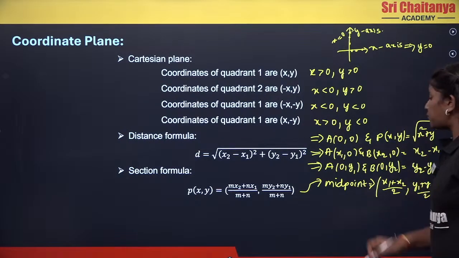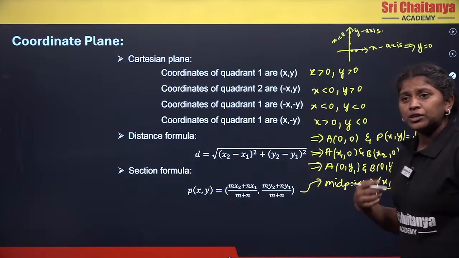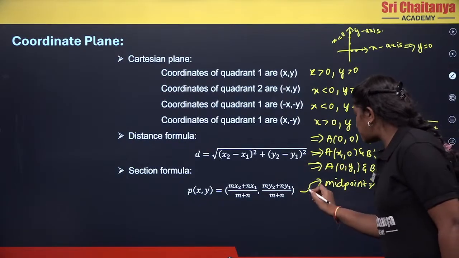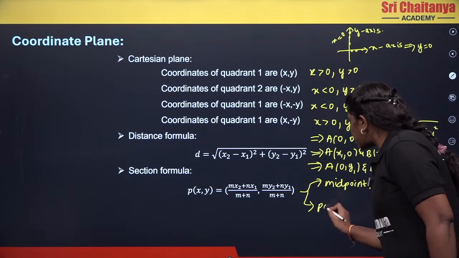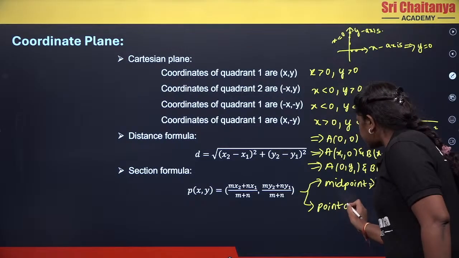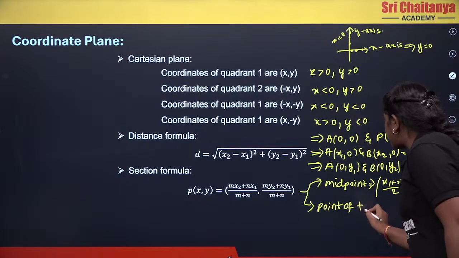Now moving to the next, what is another important point when we discussed the section formula? That is the point of trisection. Clear? Point of trisection.